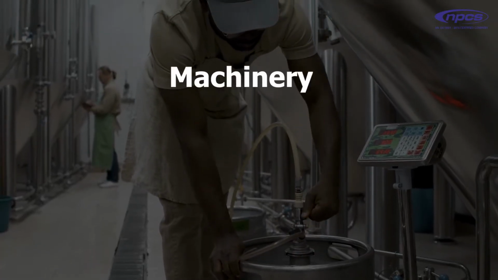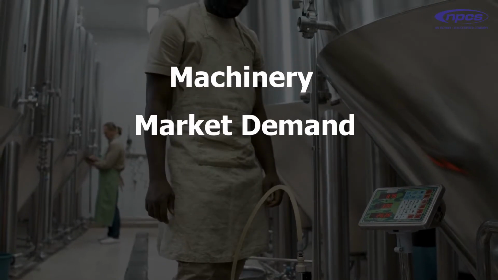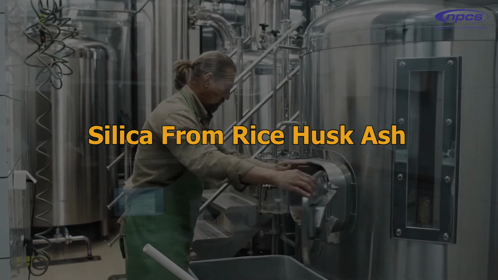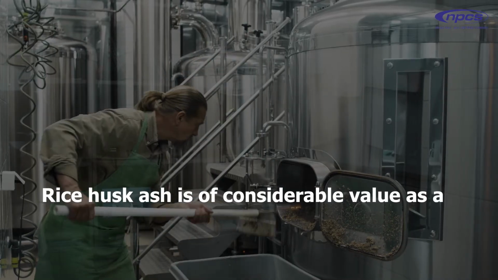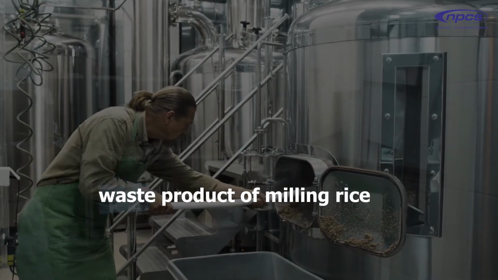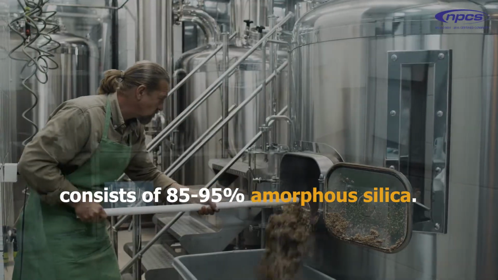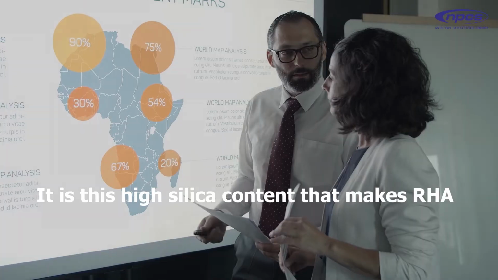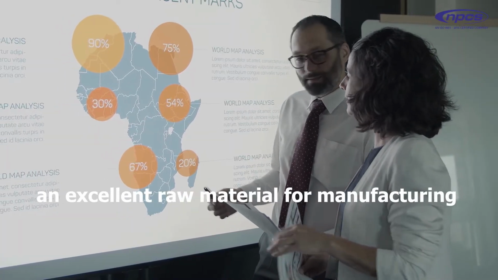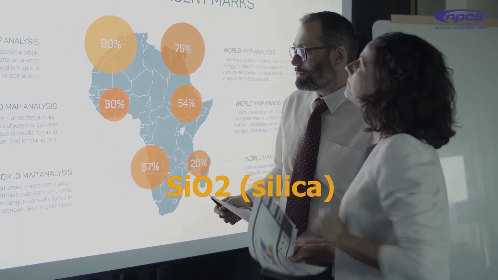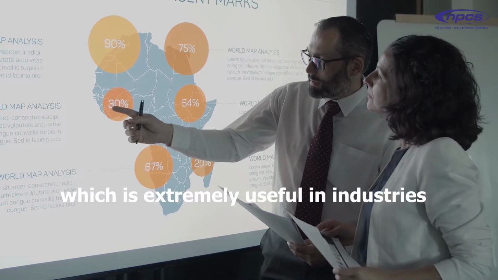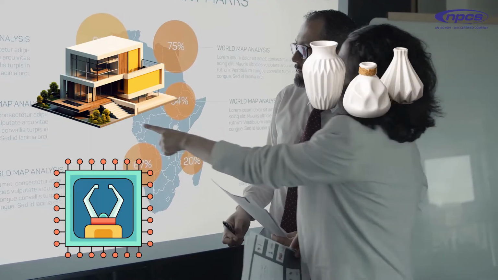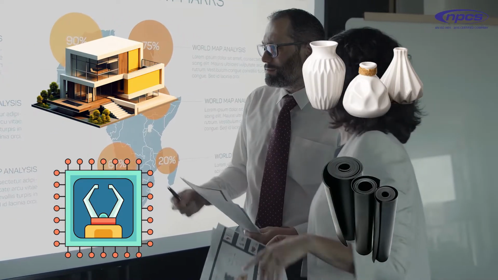It will discuss the machinery needed, market demand, and opportunities for startups. Silica from rice husk ash. Rice husk ash, a waste product of milling rice, is of considerable value as it consists of 85 to 95% amorphous silica. It is this high silica content that makes RHA an excellent raw material for manufacturing silicon dioxide, silica, which is extremely useful in industries such as construction, electronics, ceramics, and rubber engineering and manufacturing.